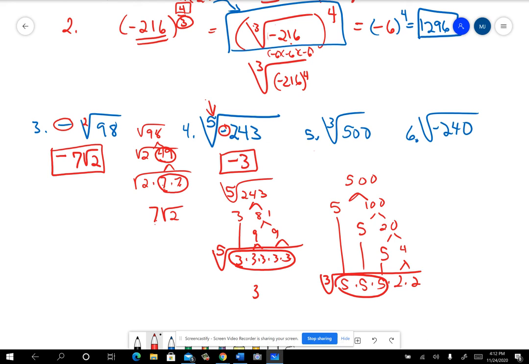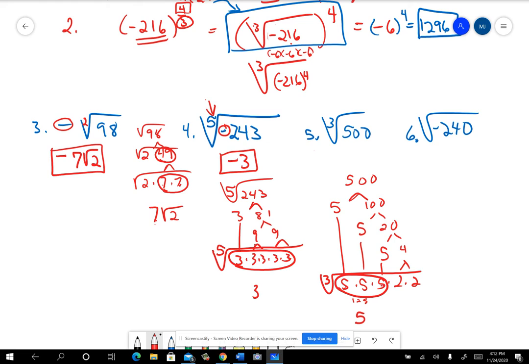And see that group of 3? That's how you identify a perfect cube. So 5 times 5 times 5 is really 125, isn't it? So the cube root of that would just be 5. Okay, so the cube root of 125 is 5.